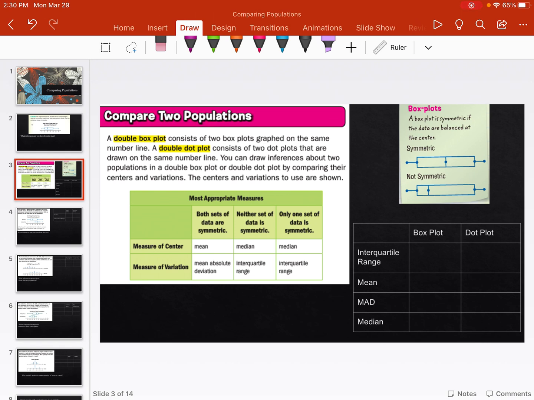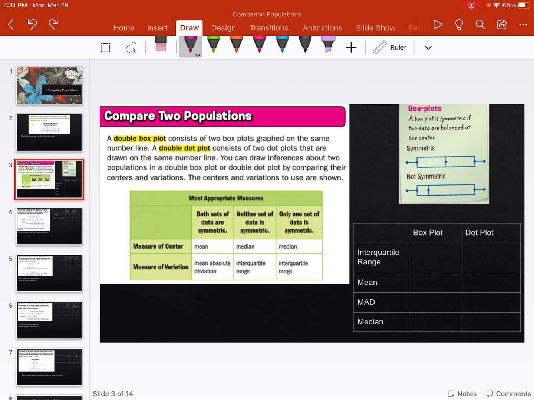When we're comparing populations, we're talking about two different sets of data, and we want to make sure we know the most appropriate measures to use. So if both sets of data are symmetrical, you're going to use the mean as your measure of center and the MAD as your measure of variation. And then if neither set is symmetric or only one is symmetric, then you're going to use the median and the interquartile range. The reason we're going to do that is if it's not symmetrical, that means there's probably some sort of outlier or the data is skewed a little bit one way or the other.